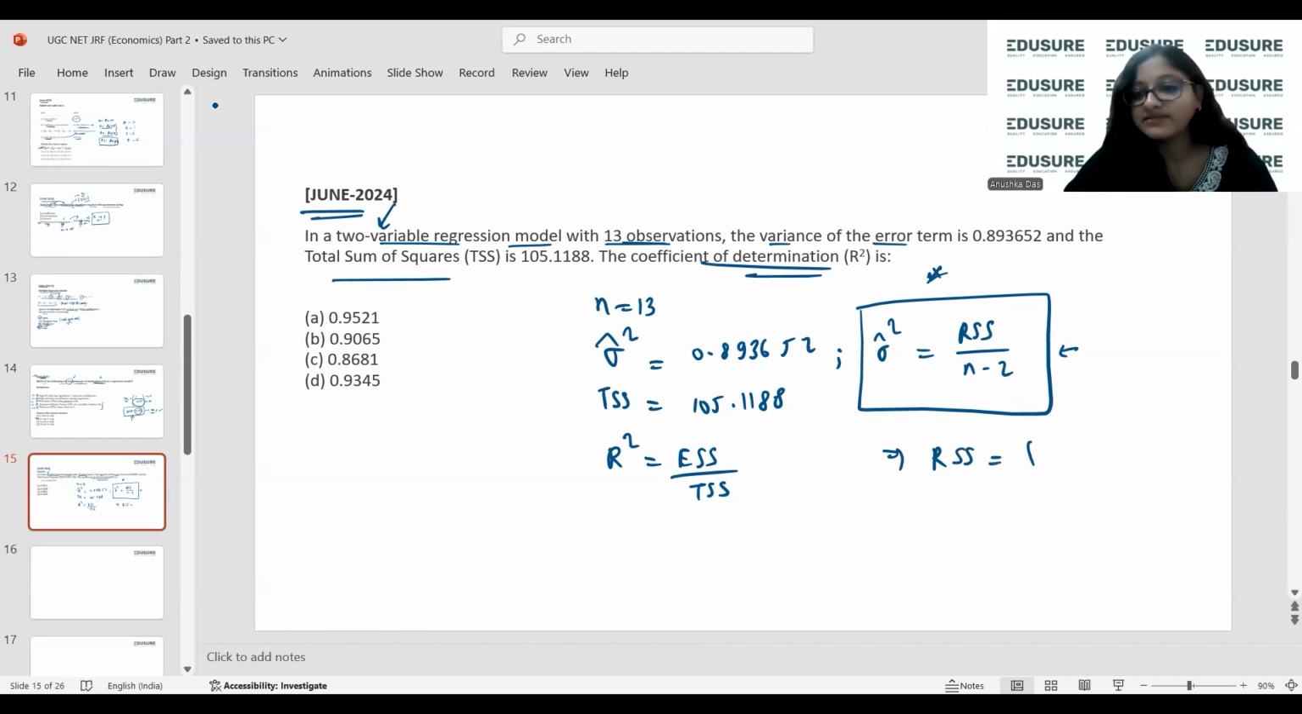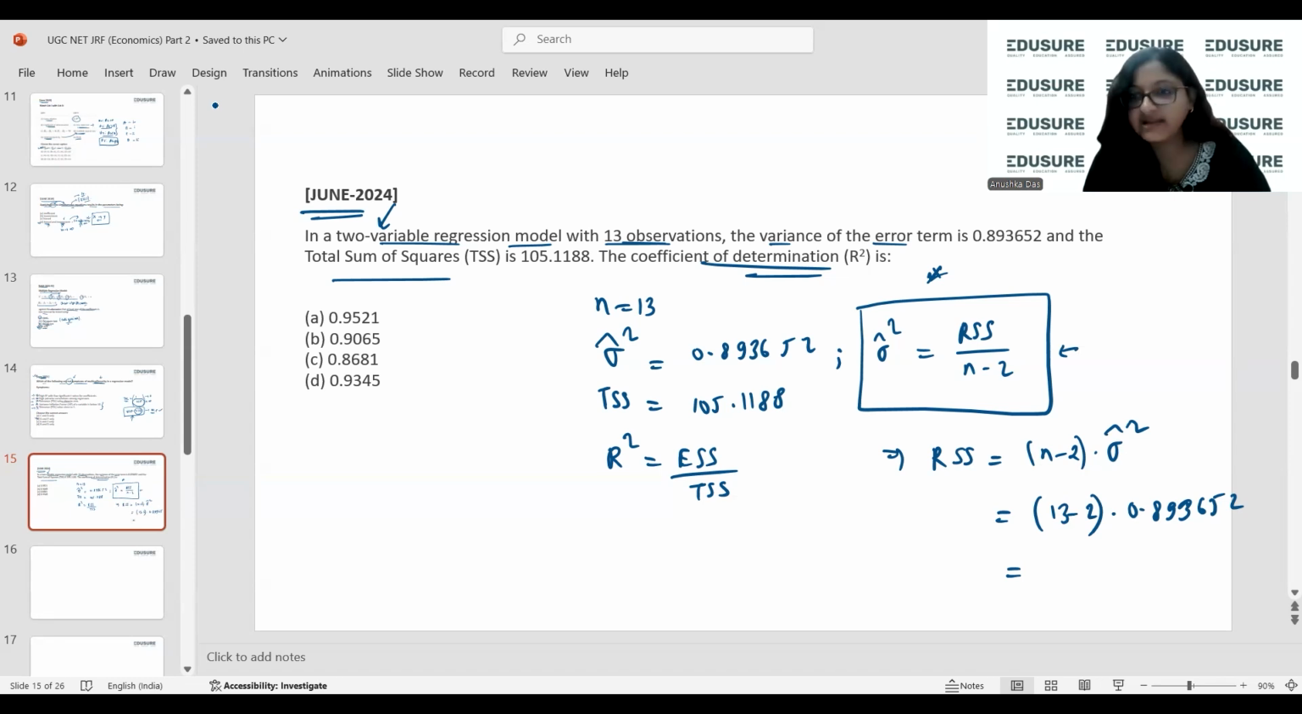So what will be RSS? It will be simply n minus 2 into sigma cap square. Now you have value of n, value of sigma cap square. N is 13, so 13 minus 2, that is 11 into sigma cap square. Now let us calculate this. Let me use a calculator. 11 into 0.893652. So the RSS will come out to be 9.830170. This will be the value of RSS.